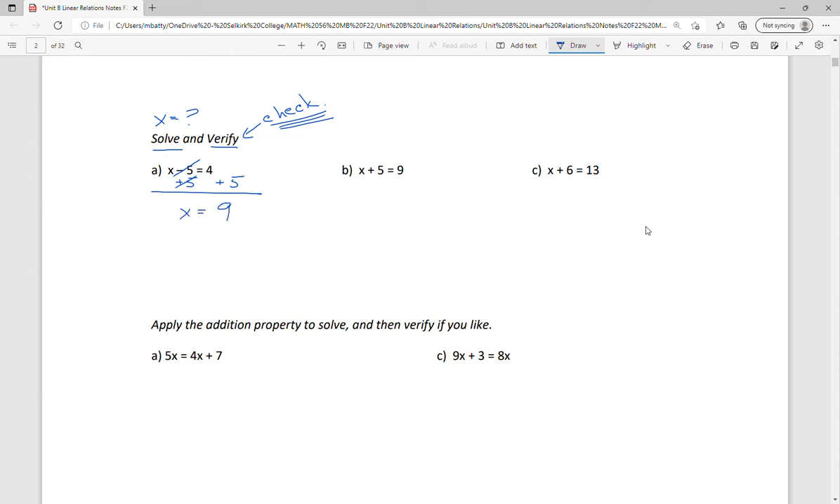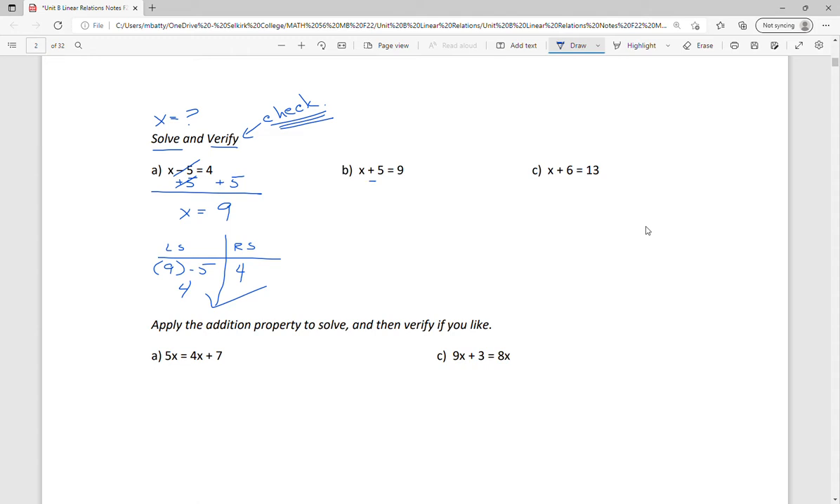And I could double check this, left side, right side. This is the only one I'm going to verify because it's super tedious. 9 minus 5, and yeah, that's 4. I got the right answer. So always looking at these, we're doing the addition property, so you can add or subtract to get rid of things or get the x by itself or solve these equations.